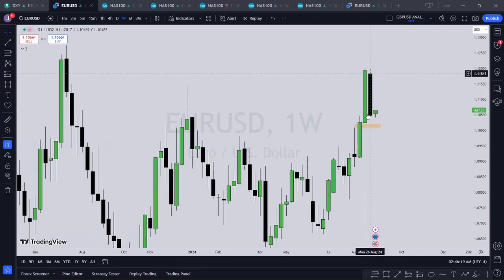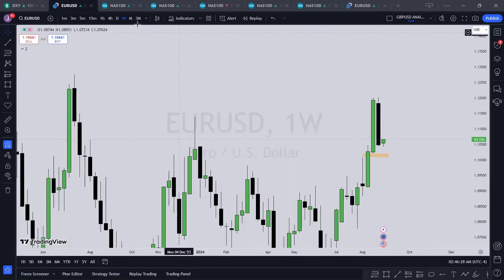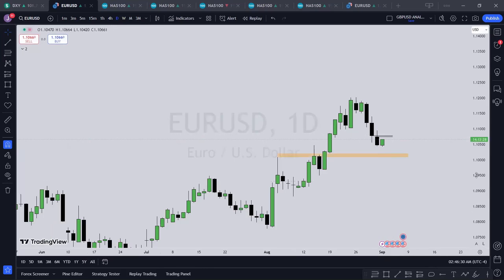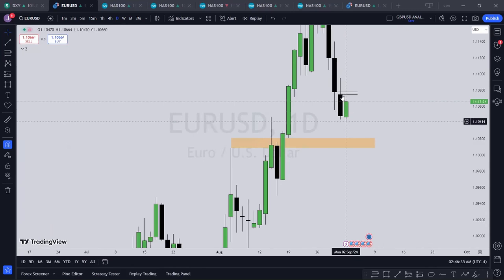So last week was a bearish week. So I'm expecting this week to tap into this fair value gap before running up to take this high and this high. So today is a Monday, so let's go down to the daily time frame. You can see this is Monday already printing, and it's reaching for this price imbalance.